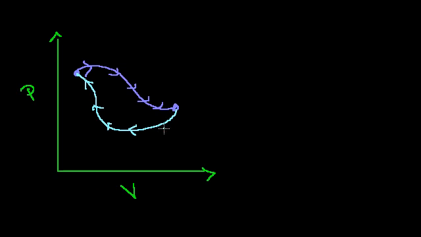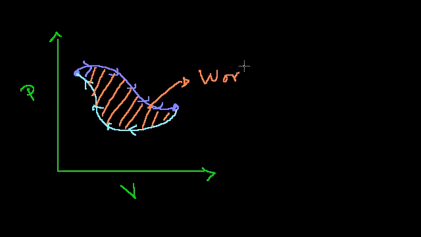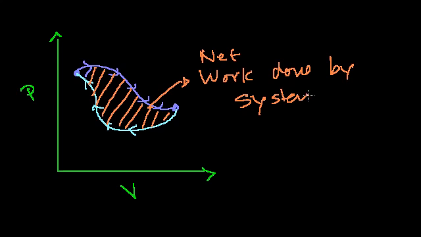So the net work done by the system ended up being the area inside of this path. So this is, let me do it in a different color. The net work done would be the area inside of this path when I go in this clockwise type of direction. So this is the net work. Let me write net work done by the system.